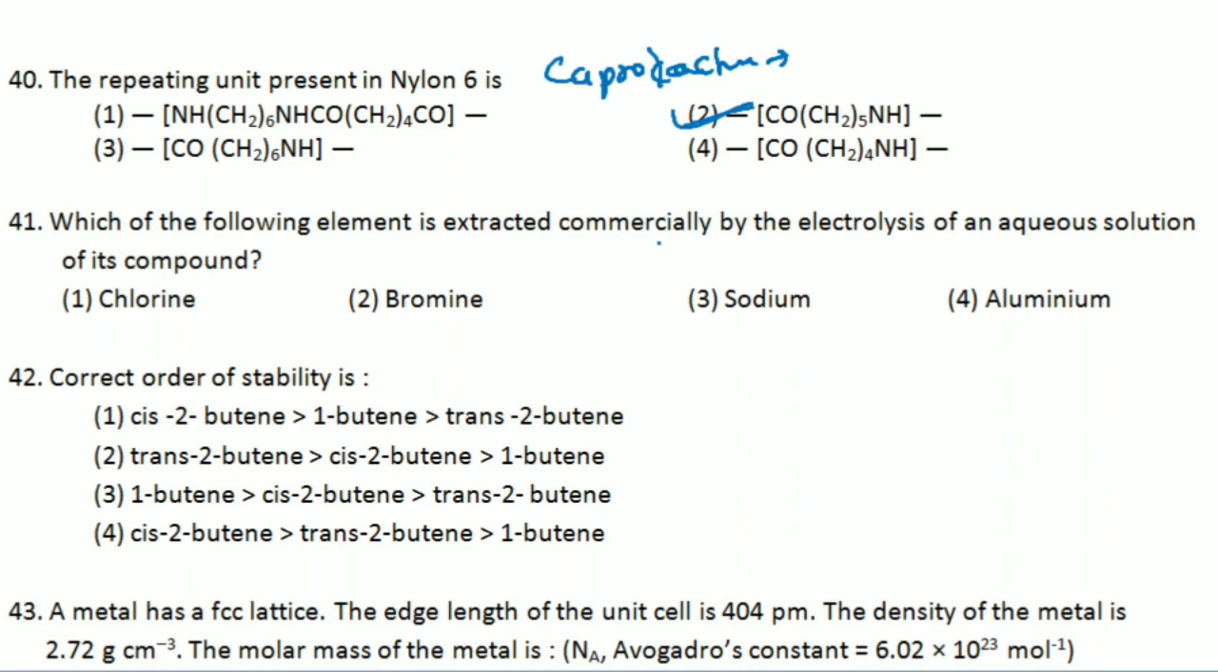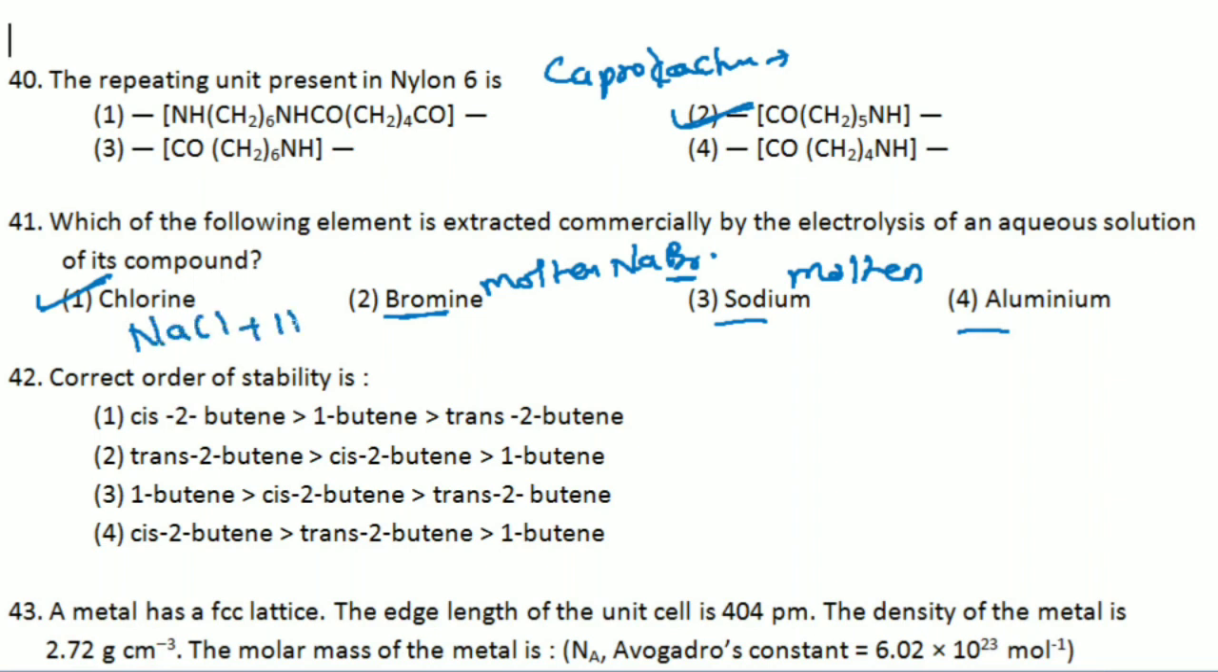41. Extracted commercially by the electrolysis of an aqueous solution of its compound. Very simple direct question, remember. So chlorine. Definitely sodium and aluminum can never be the answer because here we use molten. But remember, in the bromine case also we need molten NaBr, because in this particular case, bromine is having less discharge potential than OH minus. But Cl is having, in case of NaCl plus H2O, here Cl minus has the least potential than OH minus. Because of that reason, chlorine gets deposited. So the answer is first one.